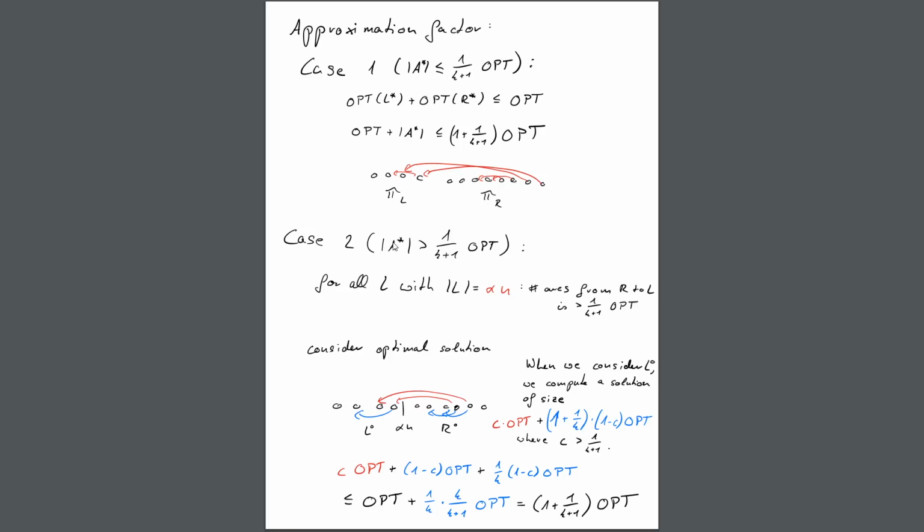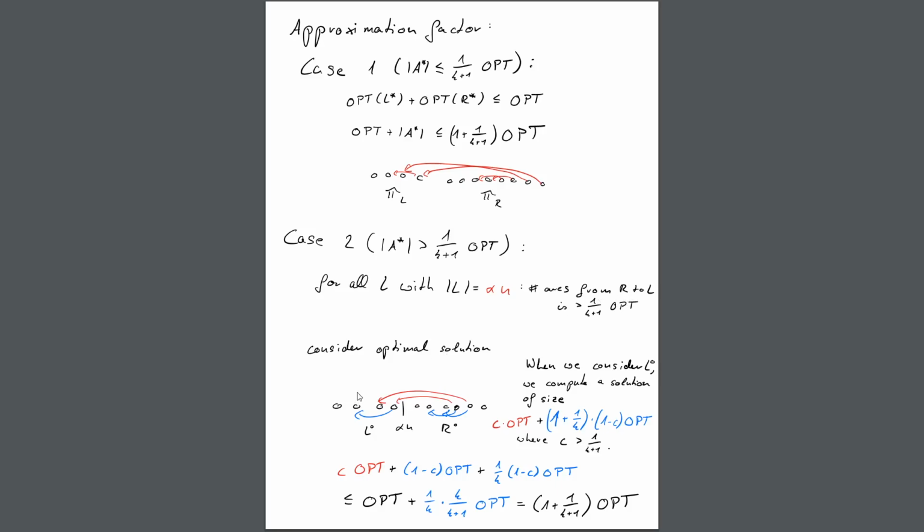In the second case, where we have a lot of edges for L star, note that we chose L star such that the number of these edges is minimized. So for every set L of size alpha n, it holds that we have a lot of backward arcs from R to L. And here, if I say a lot, I mean at least 1 over k plus 1 opt.